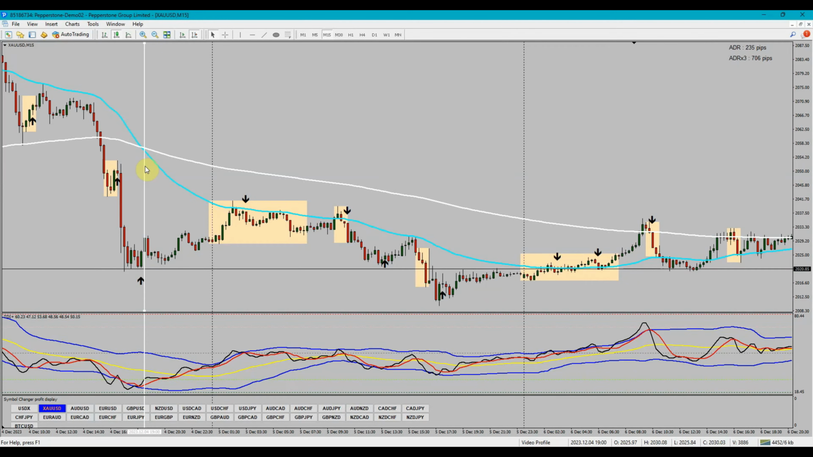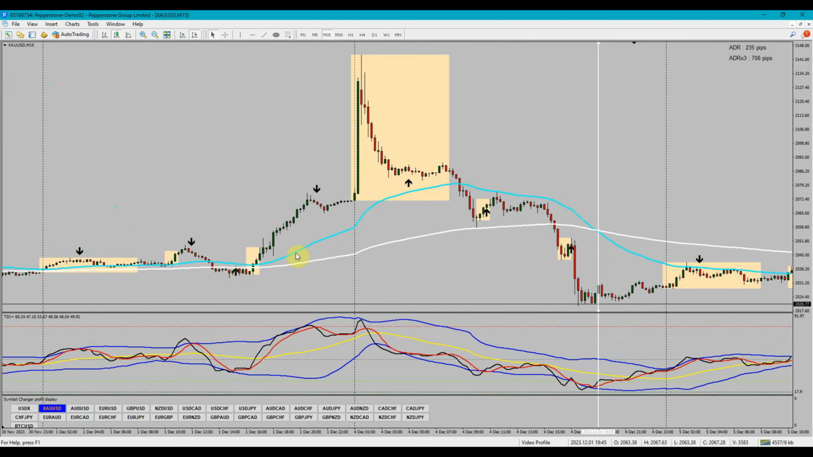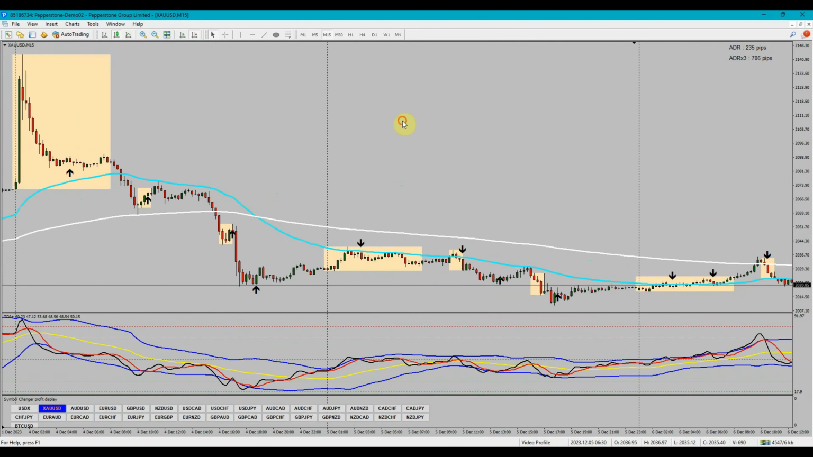So when the 50 is below, another way, when the 200 is above, we are in an overall downtrend. When the 50 is above, as in this case here, the 50 is above and my 200 is below, we are in an overall uptrend. Okay, so let's look at this downtrend.